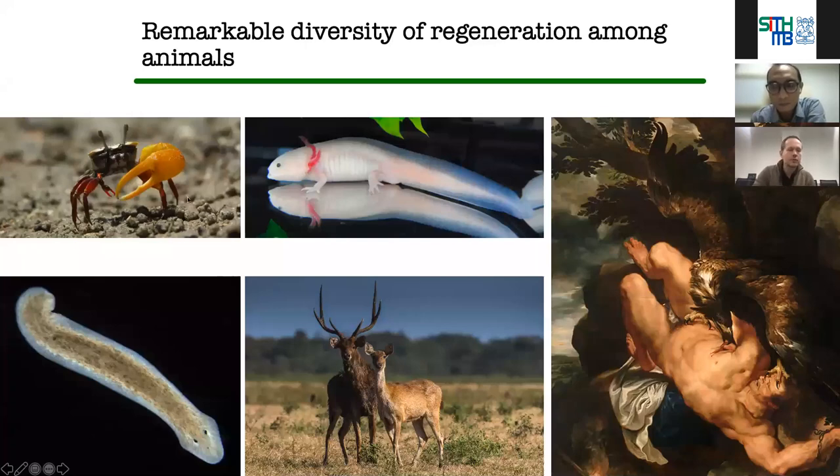So for example, this crab would be able to regenerate its claw, which is pretty impressive for humans, but it pales in comparison to, for example, these flatworms, planaria. You can chop these into like 10, 16 different pieces, and each piece would regenerate a complete new planaria. On the other extreme, for example, here there are some deer, which you should have in Indonesia as well, actually.